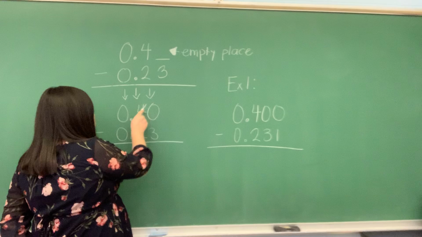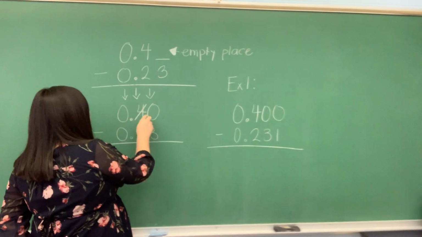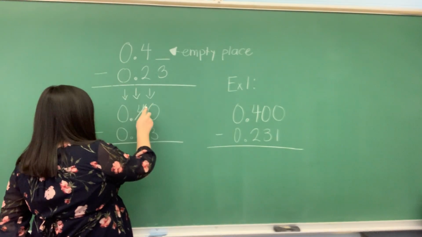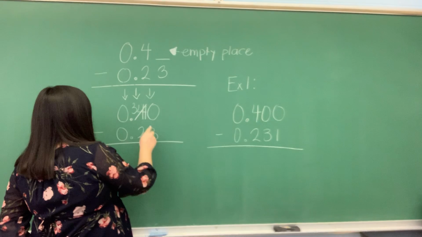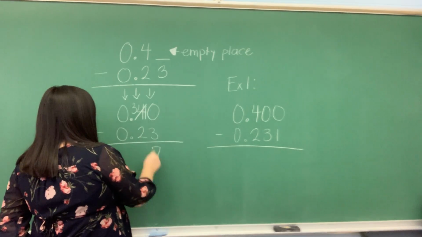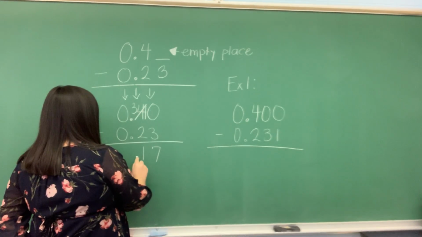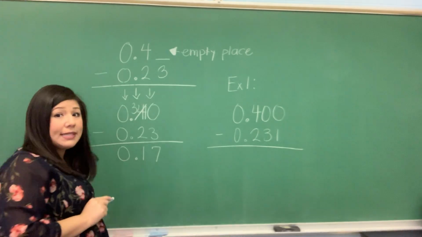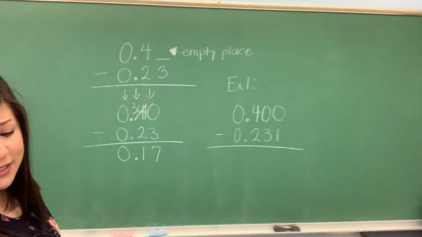0 minus 3, I can't do that, so I take 1 from the tenths place here and that makes this a 3. 10 minus 3 is 7, and 3 minus 2 is 1. So my answer is 0.17.